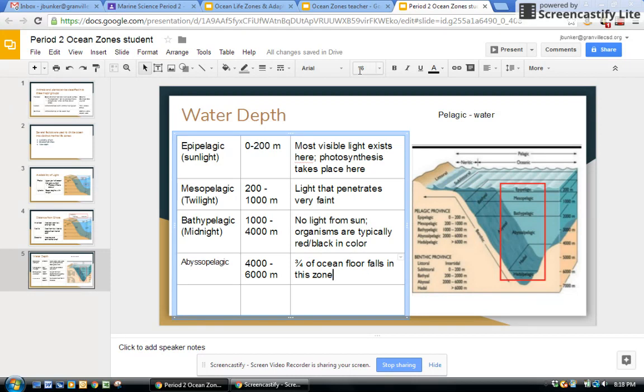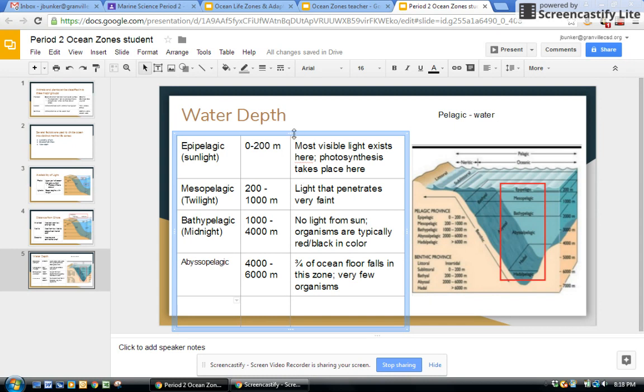And the abyss is actually a Greek word meaning no bottom, because they thought that the ocean was bottomless. Again, like we talked about yesterday, very high pressure. It's very cold. We'll add very few organisms to our chart here.